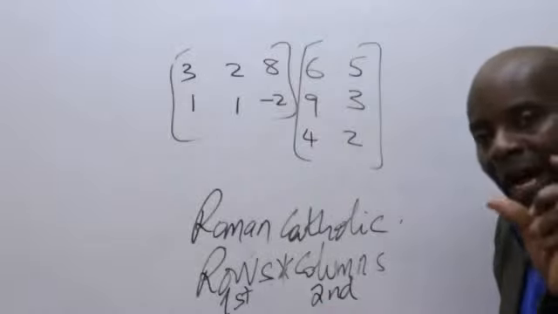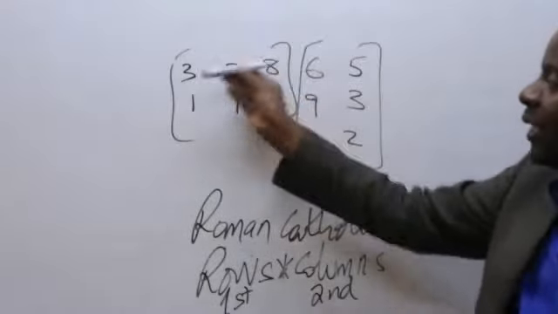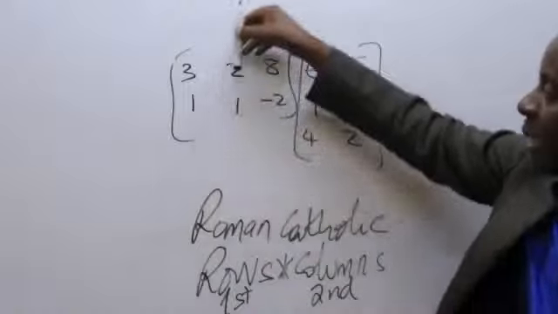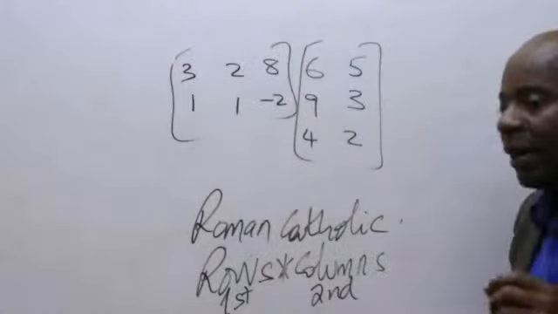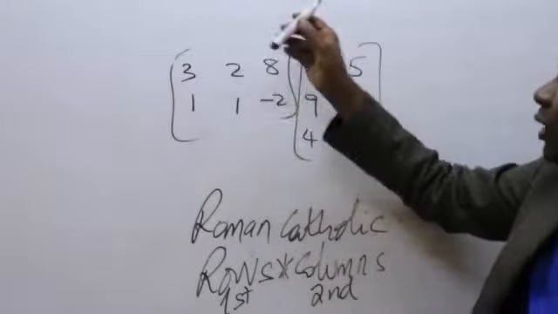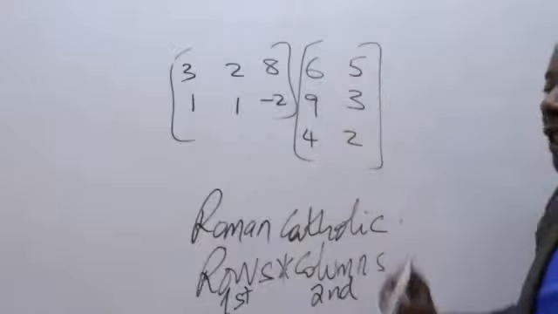Rows go like this, always. Columns are like the columns of a house, they stand like this. So I'm repeating again: the rows of the first matrix will multiply the columns of the second matrix.